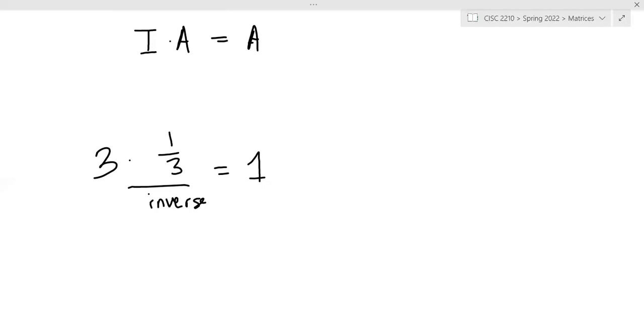Given any real number, except for 0, there is an inverse. I'm sorry, the inverse for 0 wouldn't be 0. For 0 this wouldn't work, right? 0 times what is equal to 1? Well, not possible. So it wouldn't work for 0, but for any other real number it has an inverse.